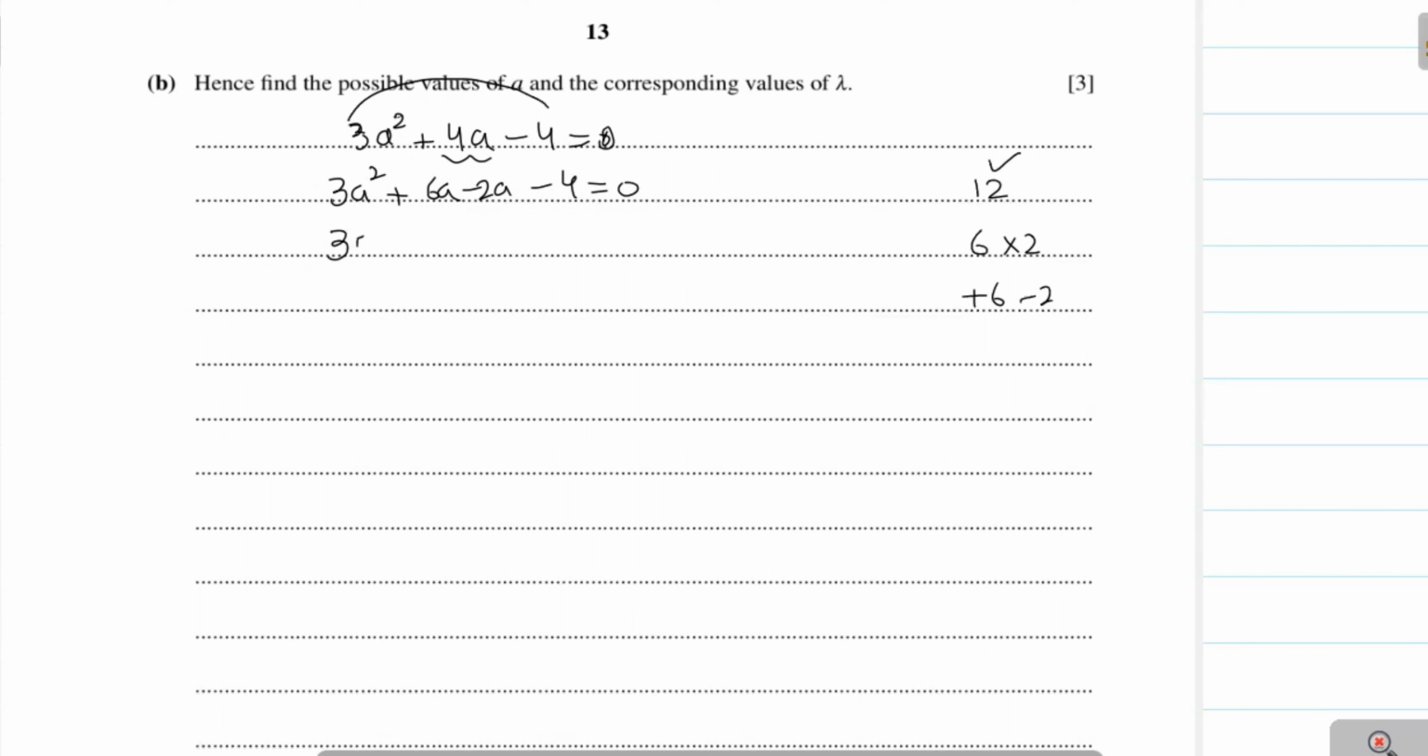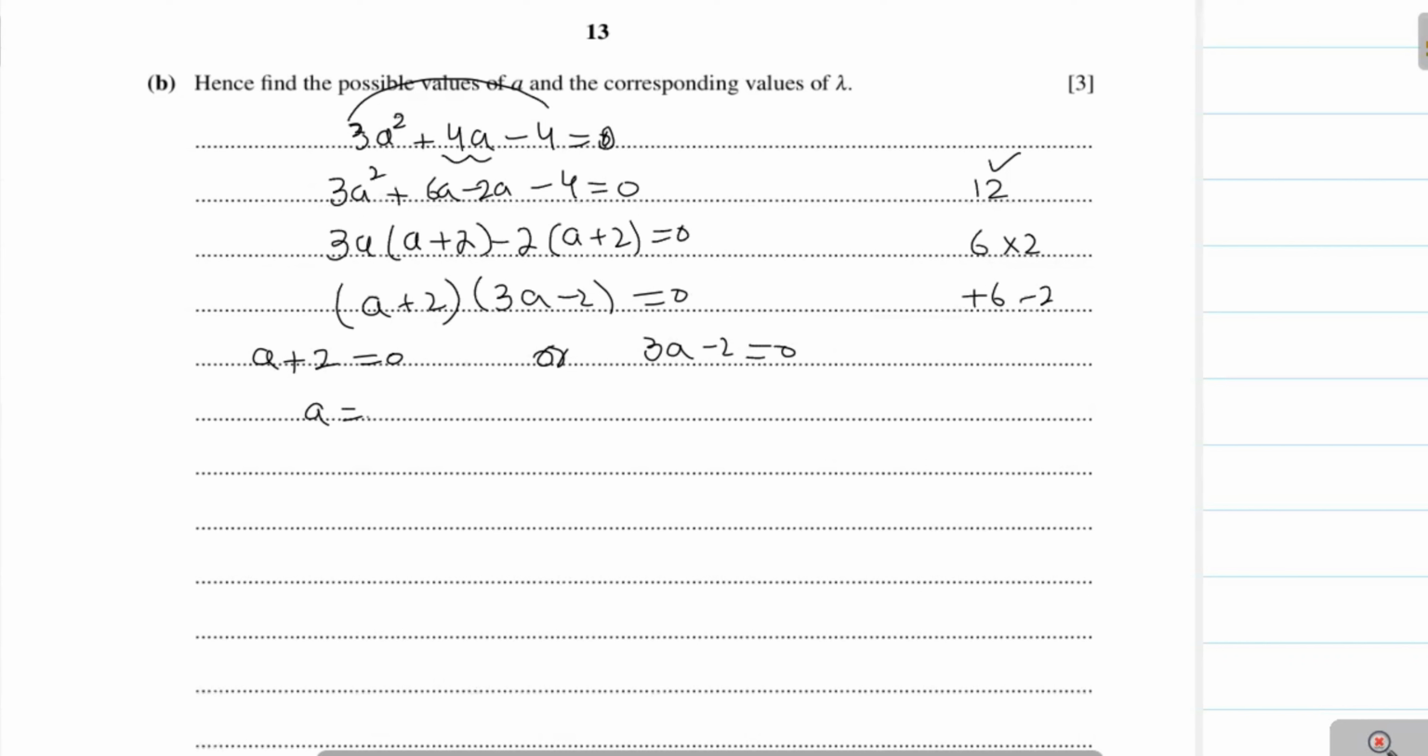Now we take common 3a, it becomes a plus 2, and minus 2 is common, it becomes a plus 2. Equal to 0, and this value a plus 2 into 3a minus 2 will be equal to 0. Now we can write here a plus 2 equal to 0, or 3a minus 2 equal to 0. Therefore, a equal to minus 2, and here a equal to 2 over 3.